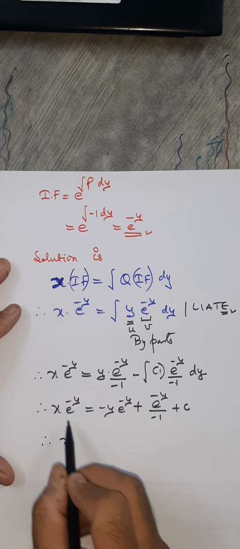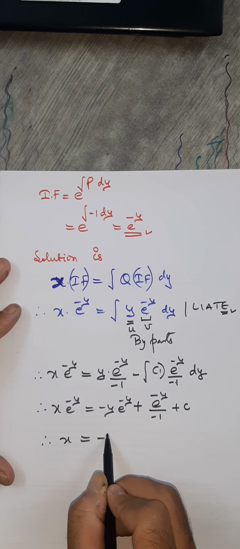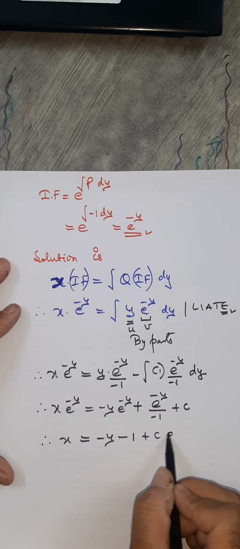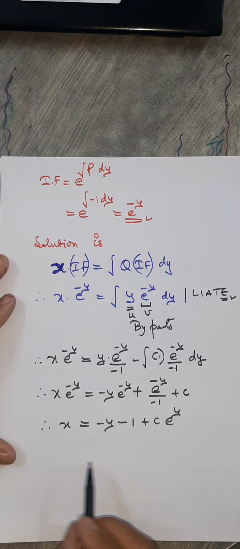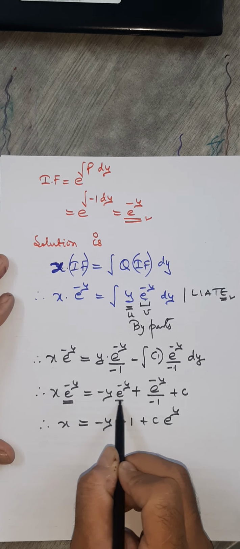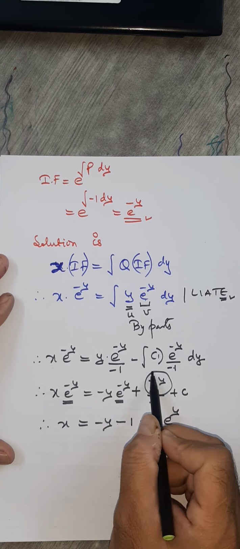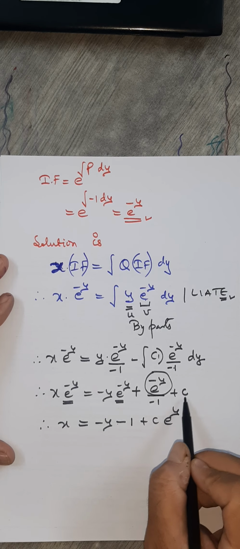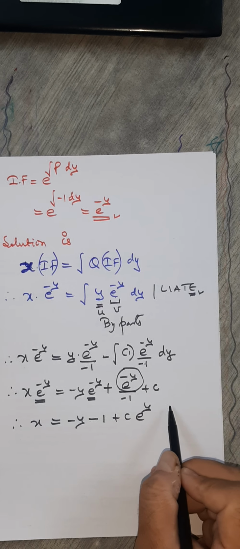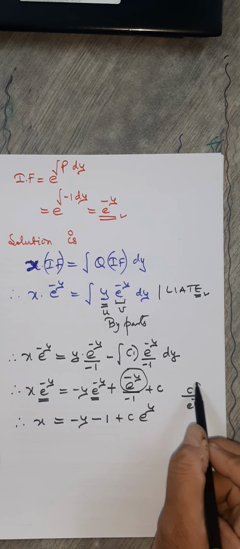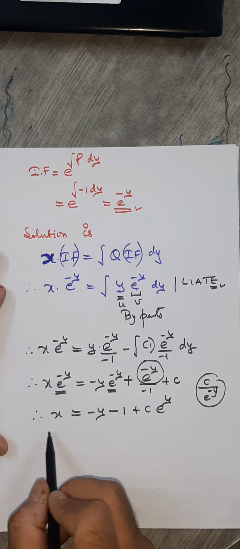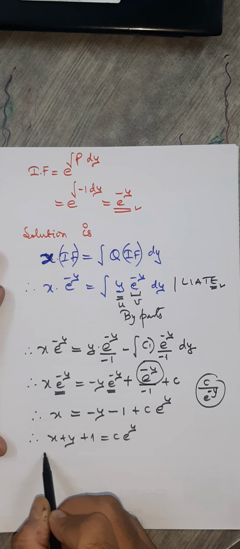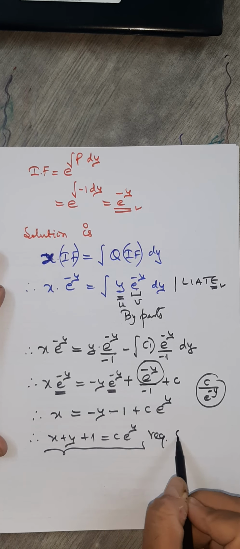So finally you will get here x, I'm just dividing by this, x equals to minus y, here just minus 1 plus c into e raised to y. What I did, just dividing by this throughout the equation, dividing by this much. So minus y, and if you divide by this, actually it will be here like this. It will be c upon e raised to minus y. So it becomes c into e raised to y, and therefore x plus y plus 1 equals to c into e raised to y. This is the required solution. It's a good question.